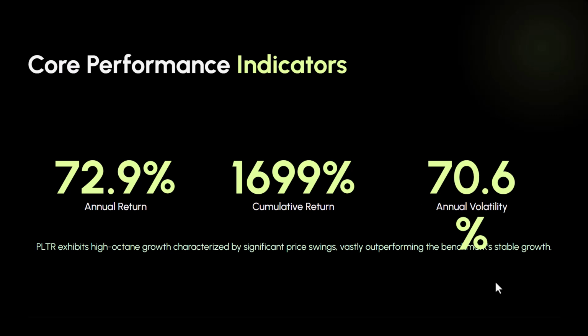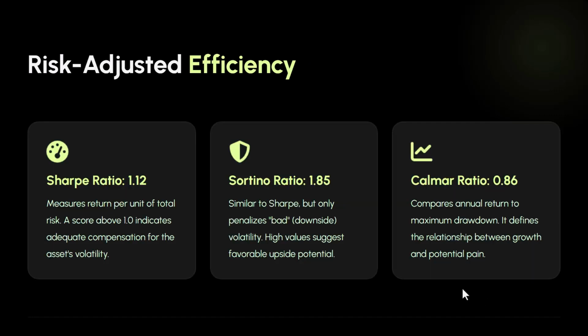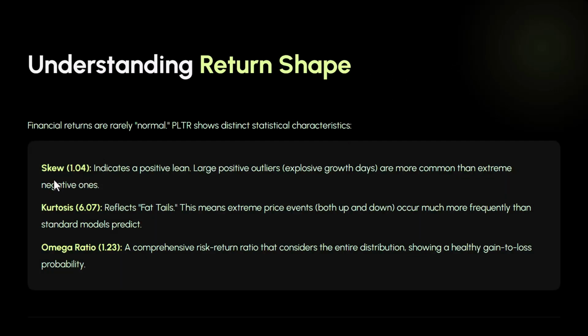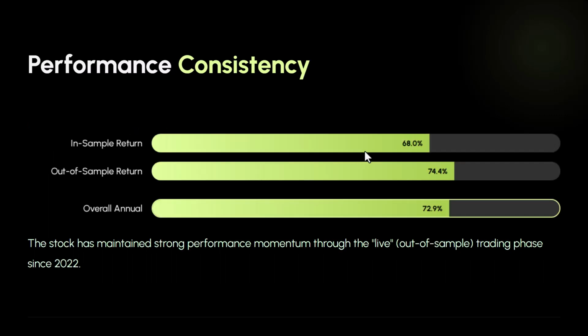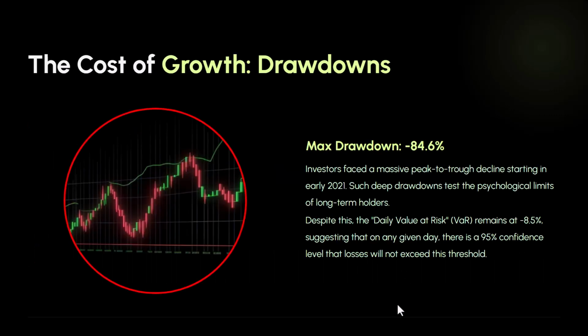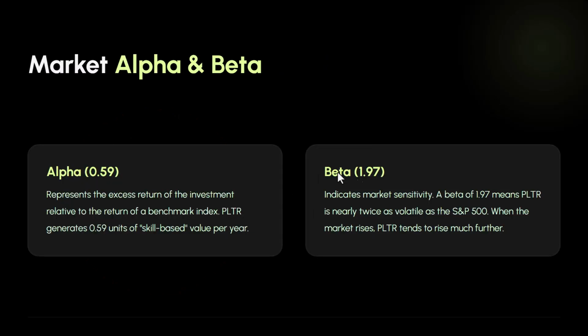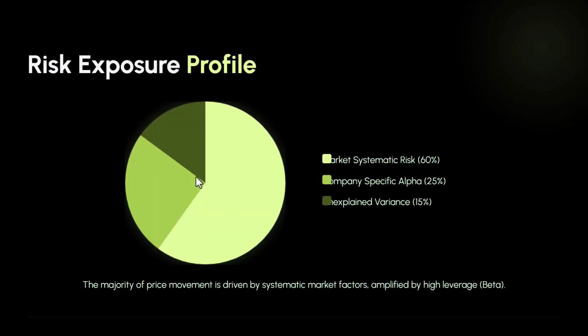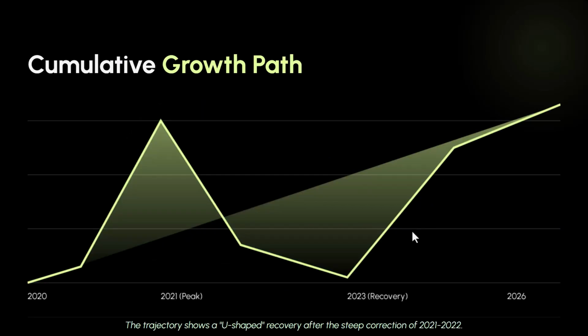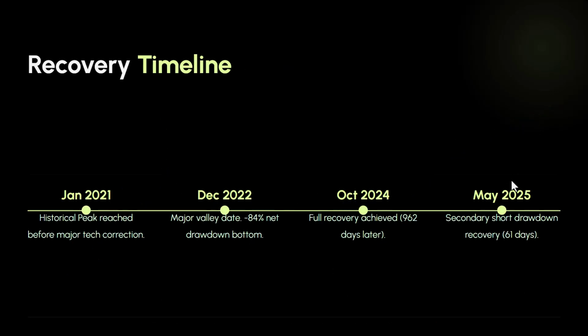But these slides are different from the previous one, so you might have to run this a couple of times to get some decent looking slides, or you have to mix and match. Here you can see the returns, the kurtosis, the skew. You can see large positive outliers. You can see in-sample returns, out-of-sample returns, the cost of growth, the drawdown, some nice imagery, alpha, beta. And here it gives you a pie chart for the risks, and the cumulative growth path. It's a slightly different looking chart here.